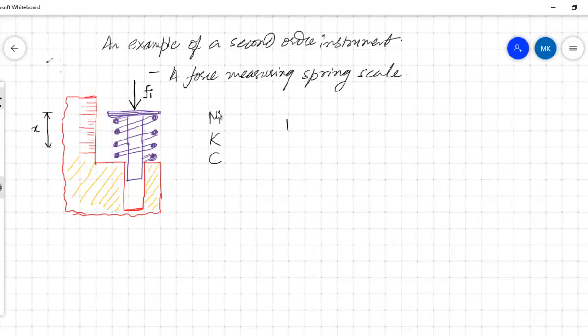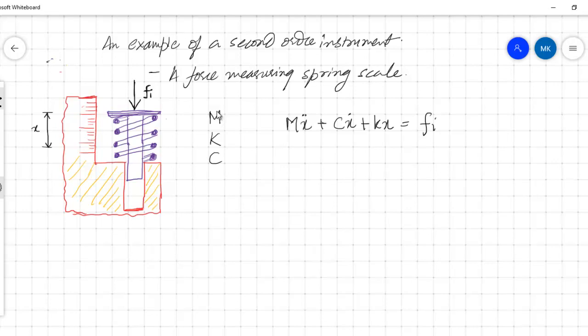So accordingly, summing the forces, we will have m x double dot plus c x dot plus k x equal to the force applied. So now this is a very popular equation of a spring mass damper system with a forcing function.